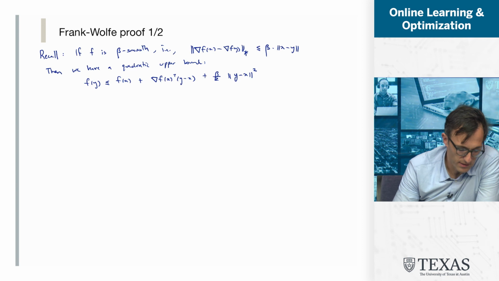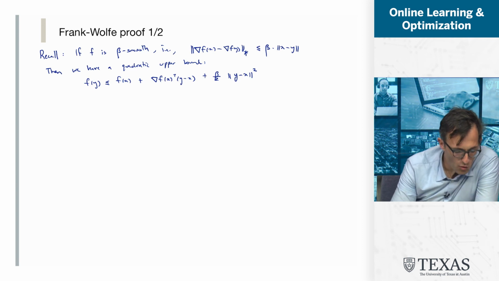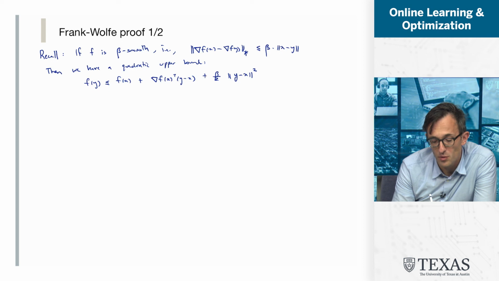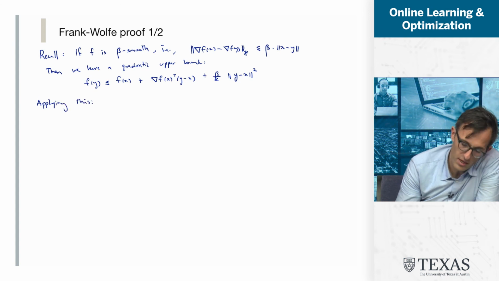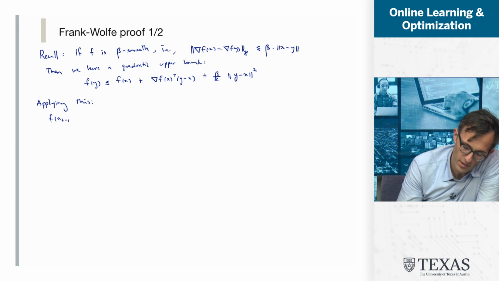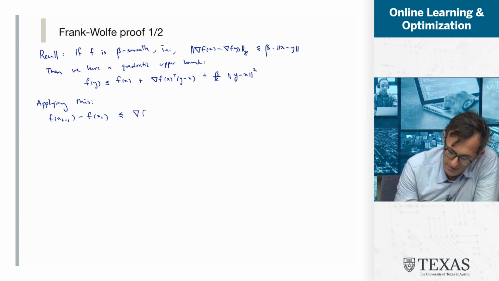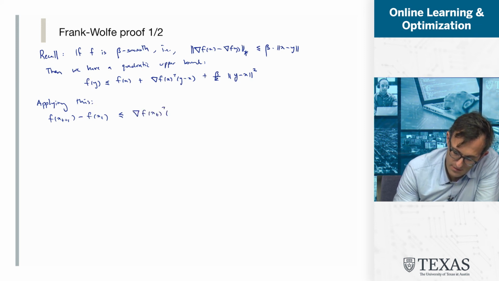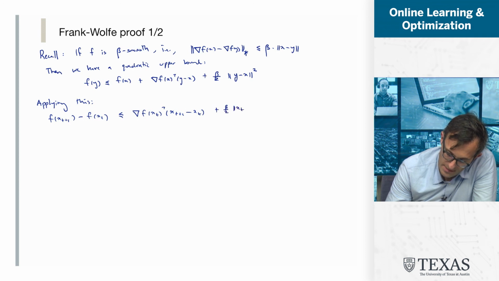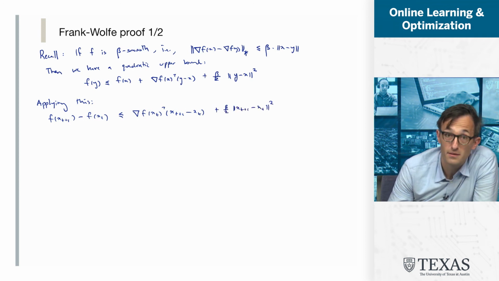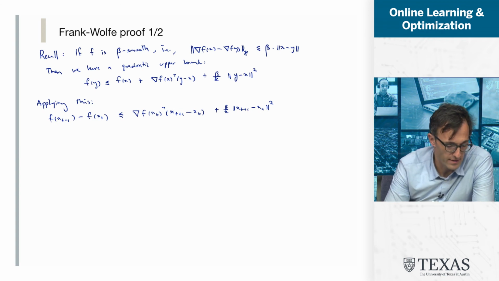So we're going to use this, with y equal to x t plus 1 and x equal to x t. Applying this, we've got f of x t plus 1 minus f of x t is upper bounded by the gradient of f of x t dot product with x t plus 1 minus x t, plus beta over 2 times the norm of x t plus 1 minus x t squared. Just a direct application of what I had above.